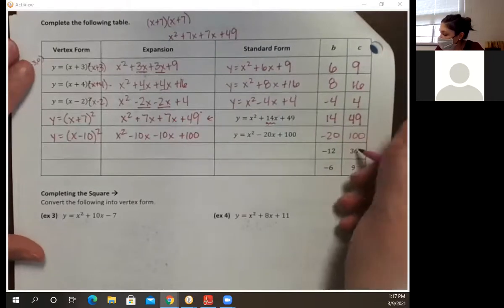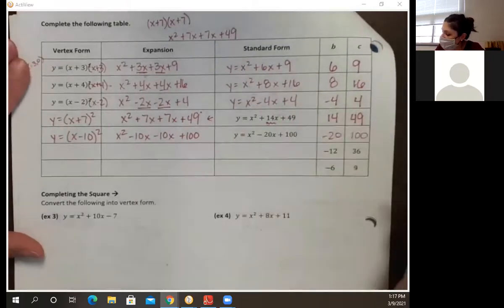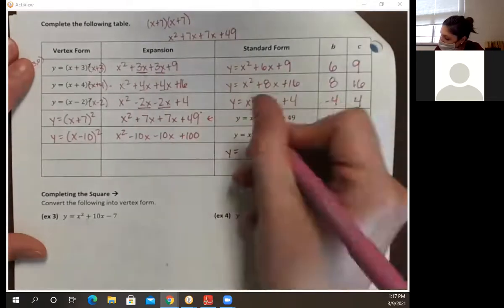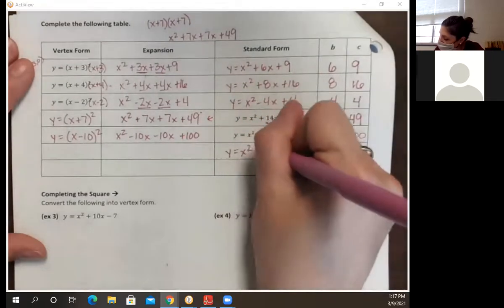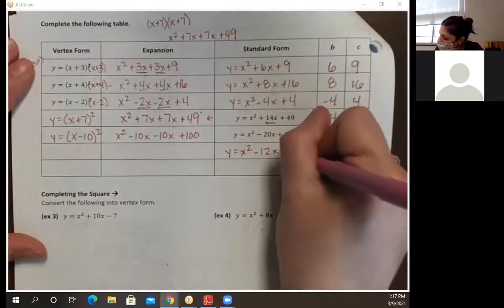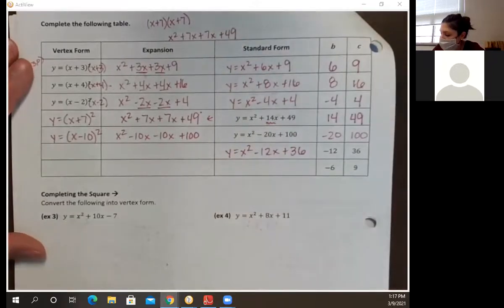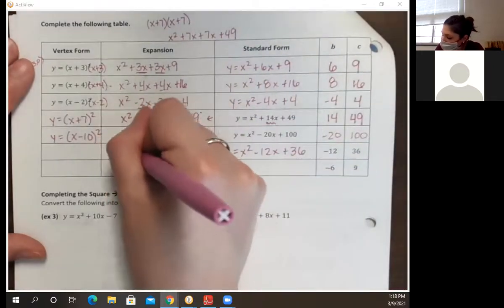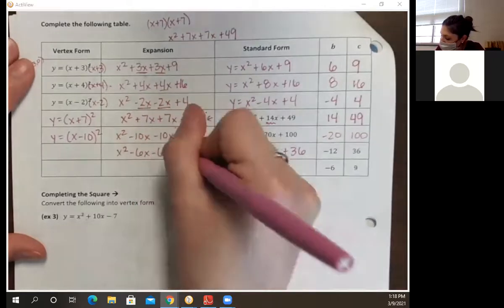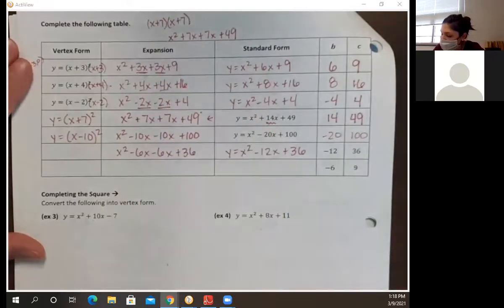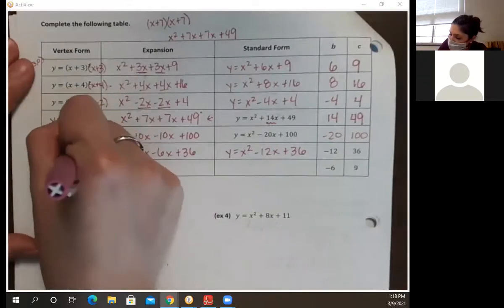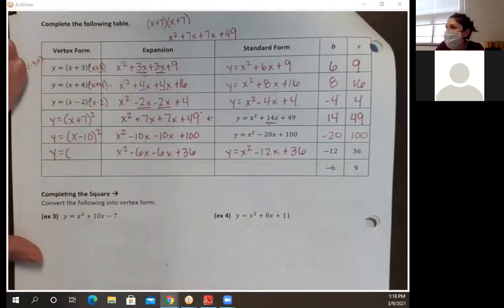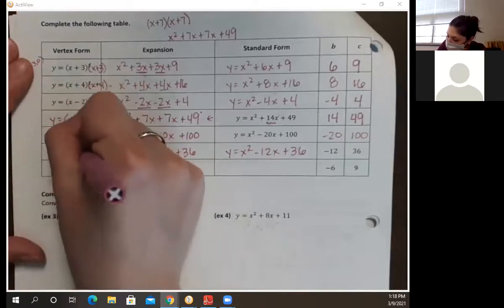Now for the last two, they gave us the b and the c values. So we're going to use those to write standard form. This would be y equals x squared minus 12x plus 36. So I'm going to split that negative 12x. It would be minus 6x and minus 6x. So then what would be my vertex form for this guy? I follow the same pattern as the other problems. Yeah, x minus 6 squared.